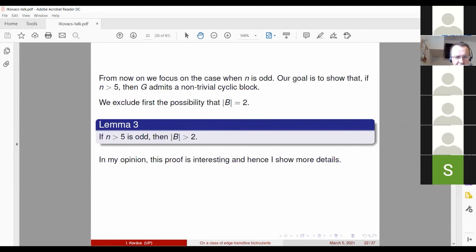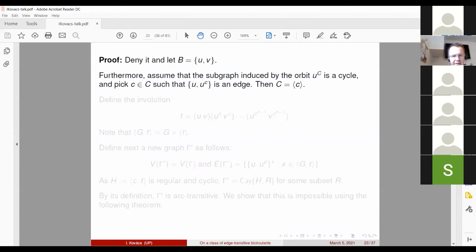In the first lemma, we exclude the case that B is of size 2. This is, in my opinion, quite an interesting proof, and here I would like to show you some more details because I use some results about Cayley graphs of cyclic groups. So let's prove it by contradiction. Suppose that it's not true and take a block of size 2.